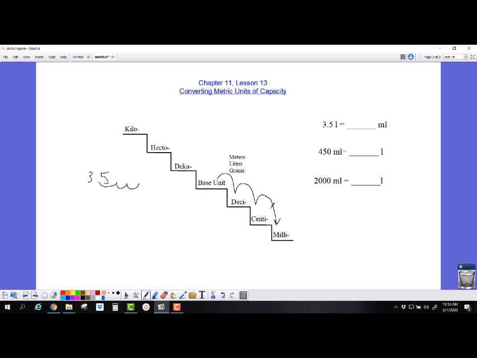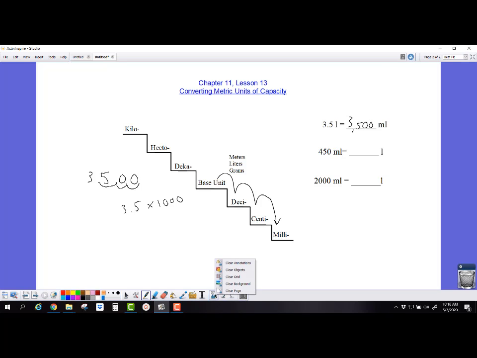We went down 3 steps, which is 10, 10, and 10, 1,000. So we move our decimal 3 places to the right because we multiplied 3 and 5/10 times 1,000, which gives us 3,500 milliliters.